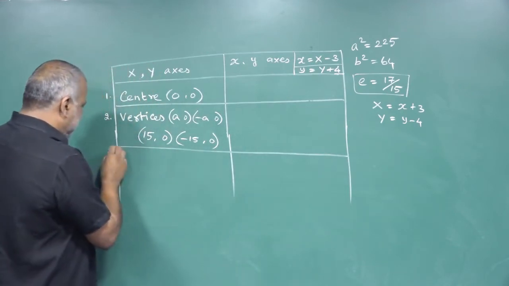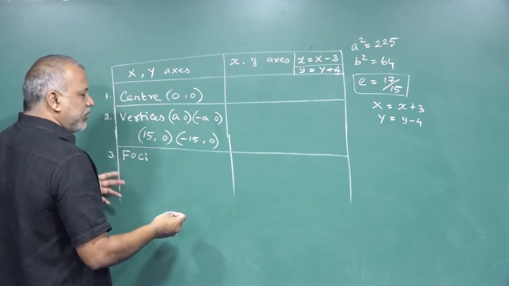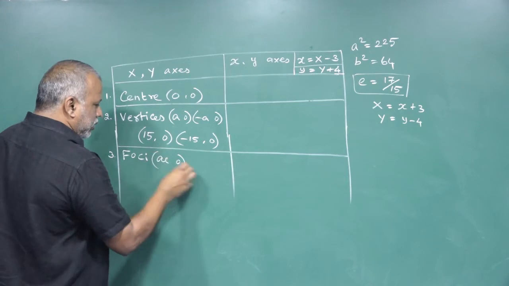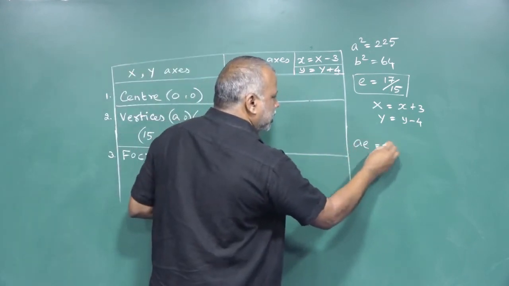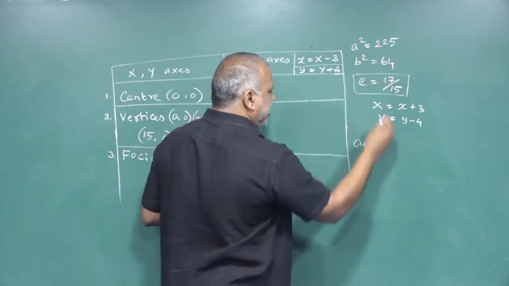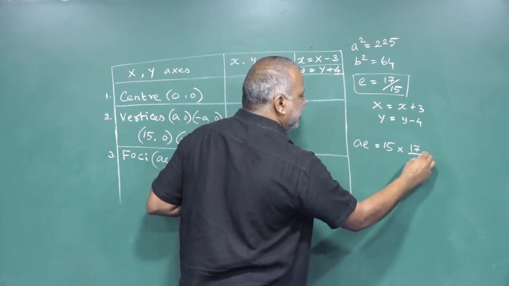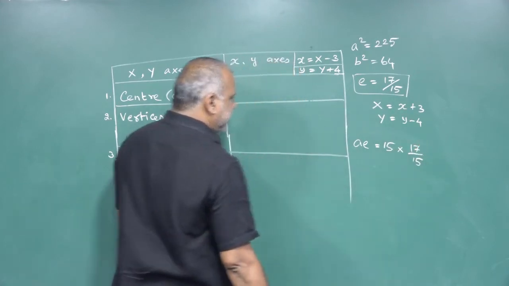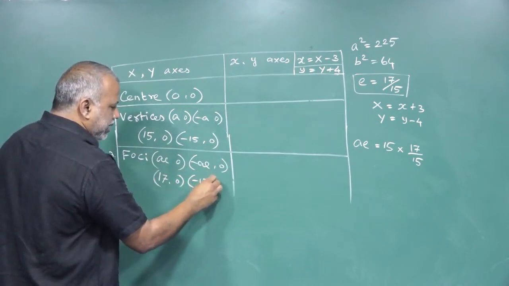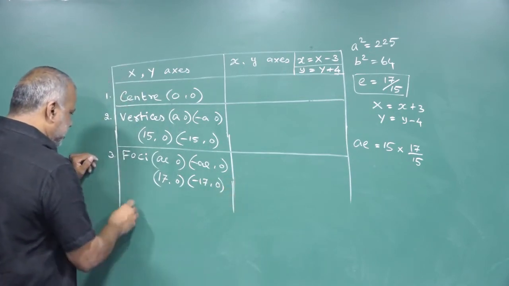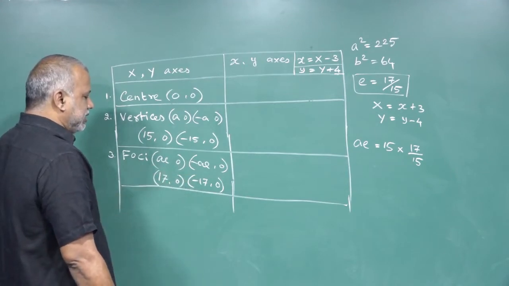Now we need the third result, foci. What is the formula to find foci? AE, 0 and minus AE, 0. So we are able to work out AE. What is the value of A here? 15. Now what is the value of E? 17 by 15. 15 will be removed. Therefore we can get 17. So here 17, 0 and minus 17, 0. This is the value of foci. 17, 0 and minus 17, 0.